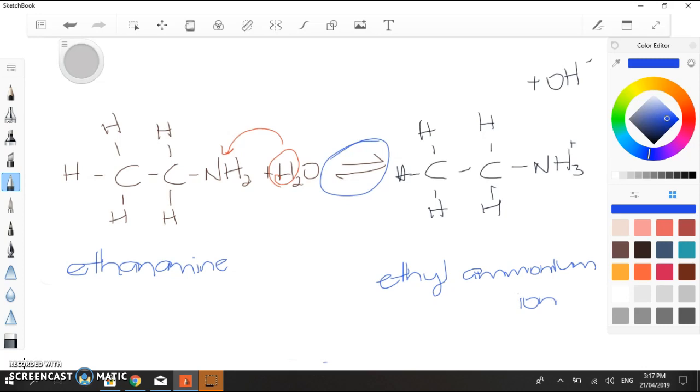So this is how amines act as bases, and that is probably the most important reaction to be aware of with amines. We don't tend to deal with much else, although we can react these with acyl chlorides to make amides, which I will talk about in a later video.